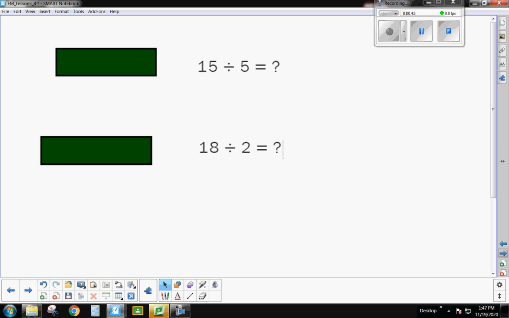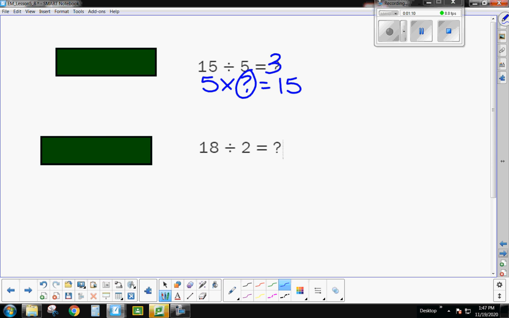All right, let's look at these two problems. Now, you might have known the answer to these right away, 15 divided by 5. You might know what that is, or maybe you need to think about it in terms of multiplication. So if I turn that around, I could think 5 times what equals 15. So I could create that as more of a missing factor problem, right? 5 times what equals 15? 5 times 3 equals 15.